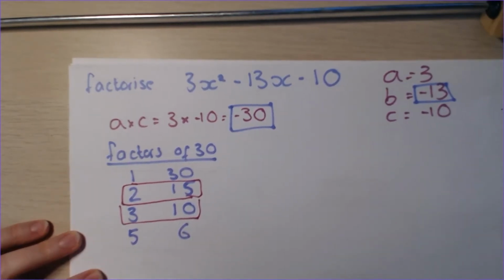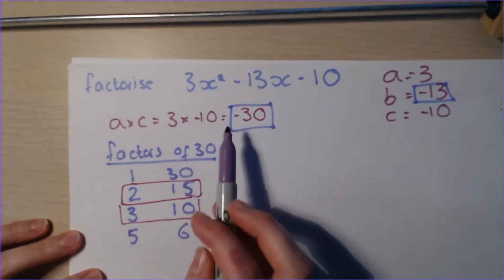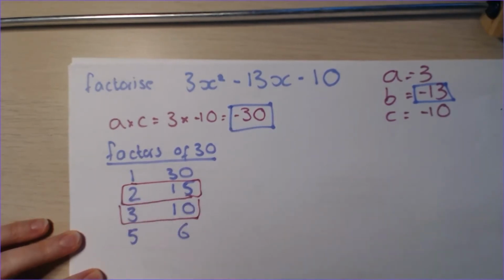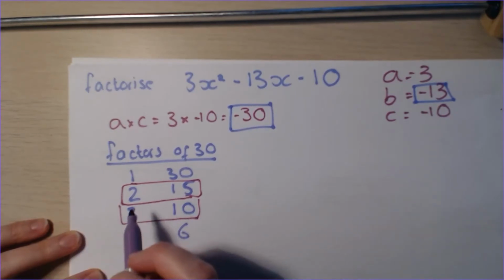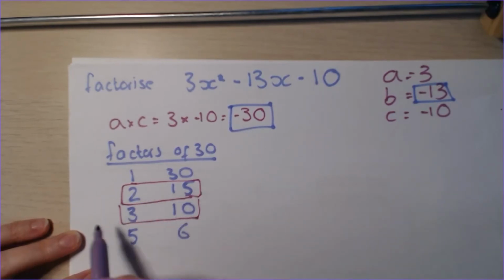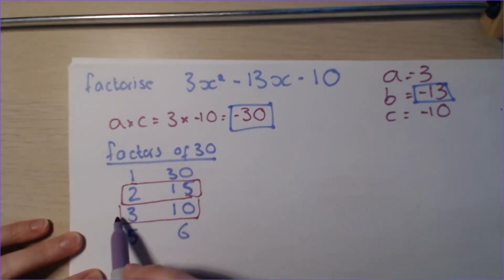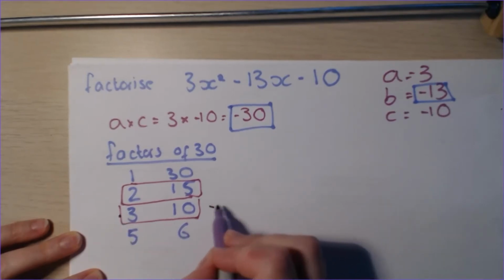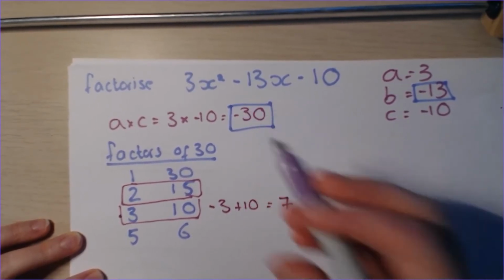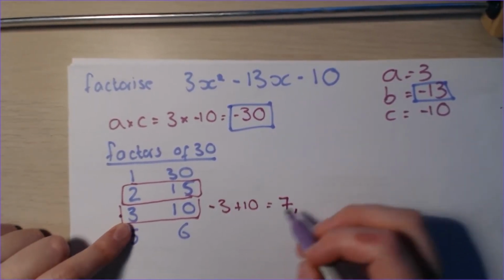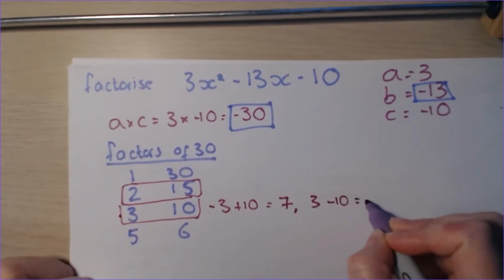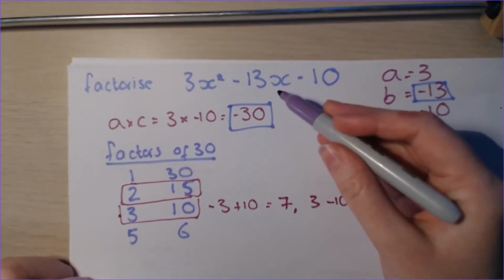And this is where you've got to watch out for those signs. So we're looking for negative 30. And because by multiplying we want to get negative 30, that means that one of our numbers has to be a negative and the other one has to be positive. It's the only way for us to get a negative result here. So we're looking for a negative and a positive. If I had negative 3 and positive 10, negative 3 plus 10 gives me 7. That's not negative 13, that's not what I want. If I did that the other way around and I had 3 and negative 10, that gives me negative 7. It's still not negative 13.